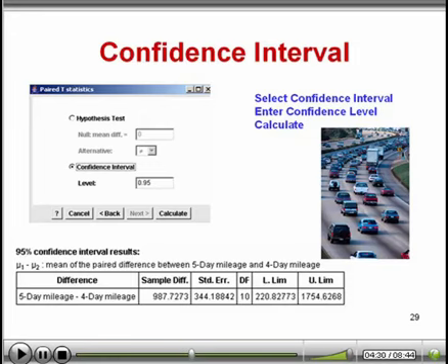Next, we re-perform the test and this time select confidence interval, a 95% confidence interval, and the limits of the confidence interval are displayed in the table. They're from 221 miles to 1,755 miles.